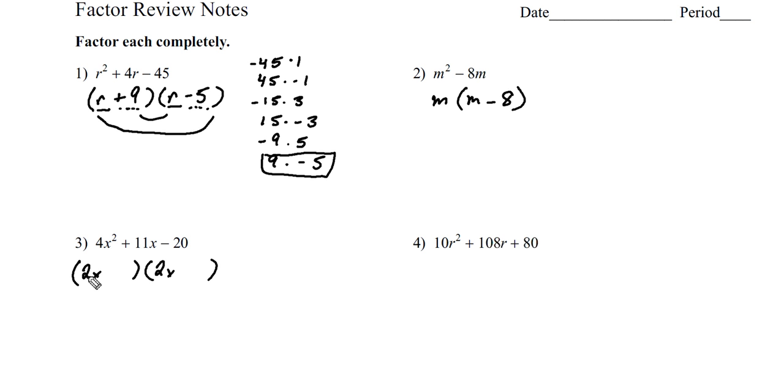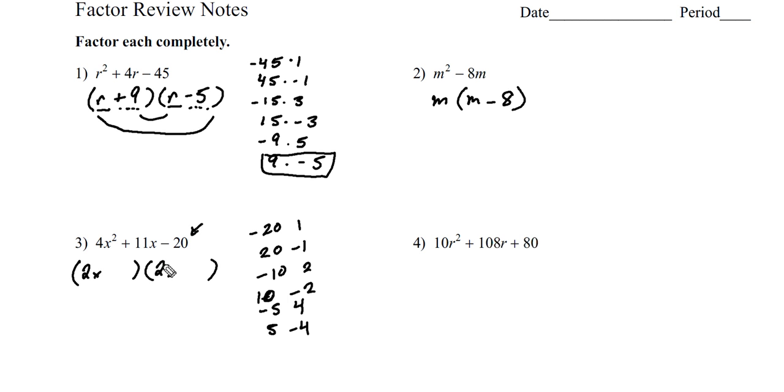Supposing that it's 2x times 2x, we also have many combinations for what we can multiply to get negative 20. We've got negative 20 and 1. We've got 20 and negative 1. We've got negative 10 and 2. Positive 10 and negative 2. We've got negative 5 and 4. And then positive 5 and negative 4. What we're trying to figure out is what combination would give us 11x.